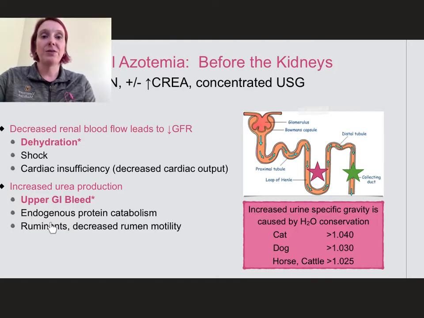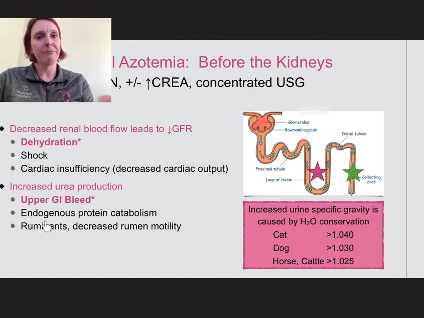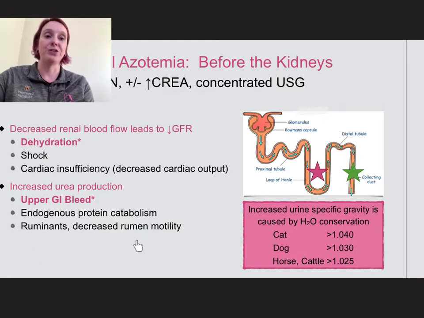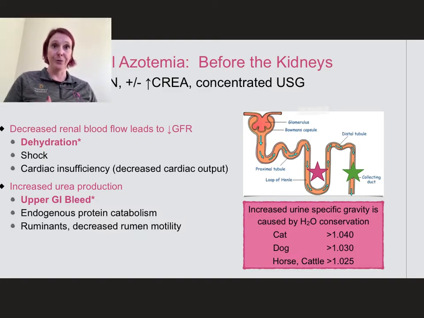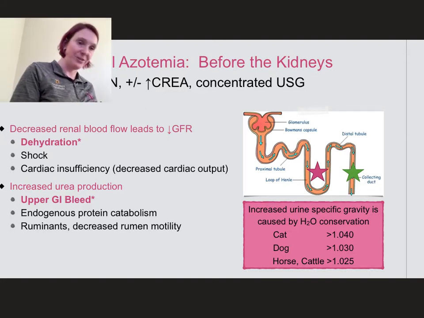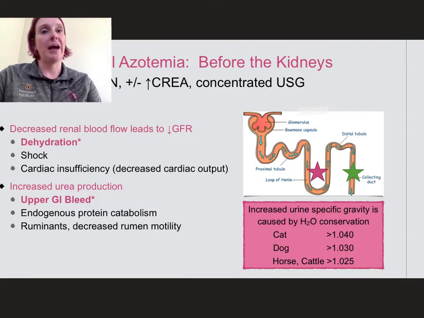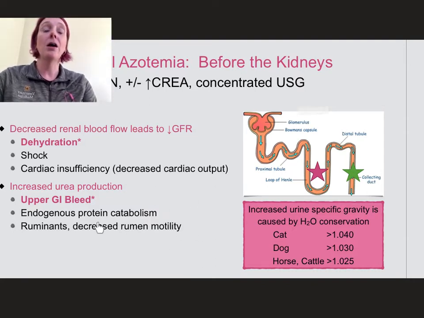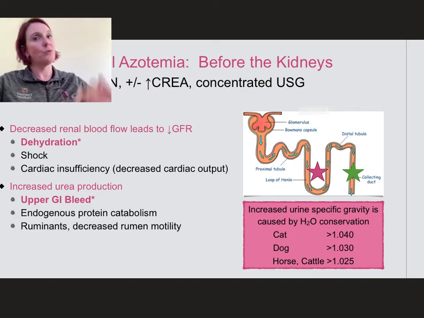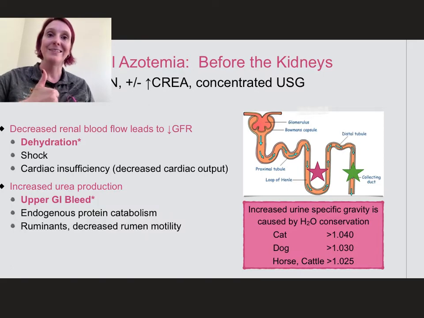We can also see it with endogenous protein catabolism, and in ruminants with decreased rumen motility. Keeping in mind that in the rumen, one of the things the microbes do is they take that BUN and put it back into proteins. If that process isn't working correctly, we're going to have a backup of BUN and an increase there. So these guys don't have a ton to do with GFR, but they are other causes of things that will increase BUN. So again, keep an eye on that urine-specific gravity. If it's nicely concentrated, we say those kidneys are doing their job. They are A-okay.